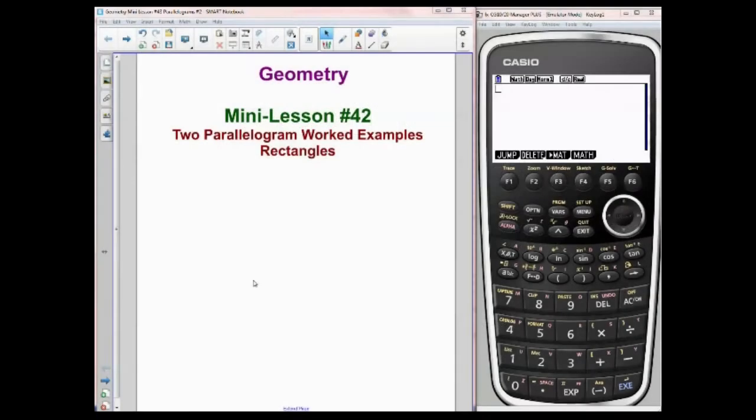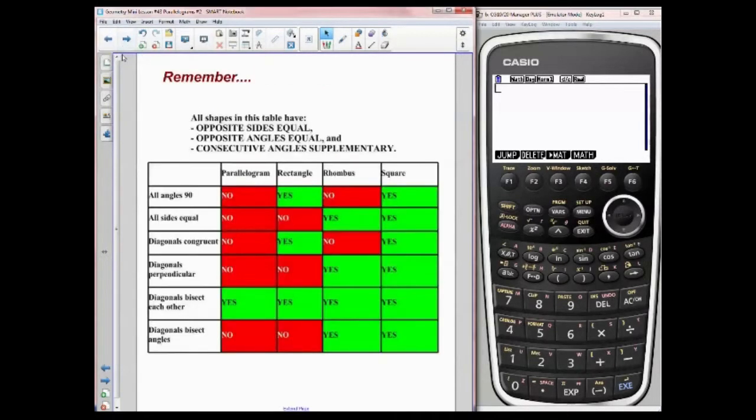Now, I'm not sure if this is going to be a mini lesson or not, but we're going to talk about a couple of rectangle examples. I'm going to try and go a little bit quick, but I picked one that involves a little bit of trig. That would be the second example.